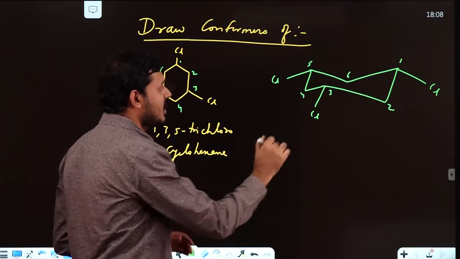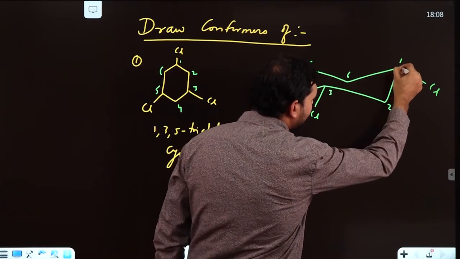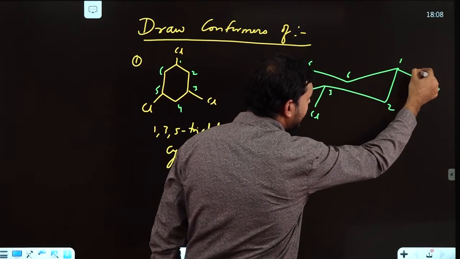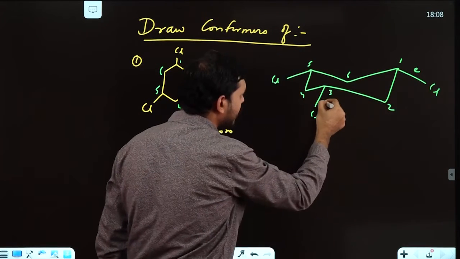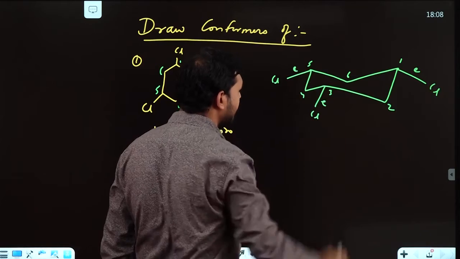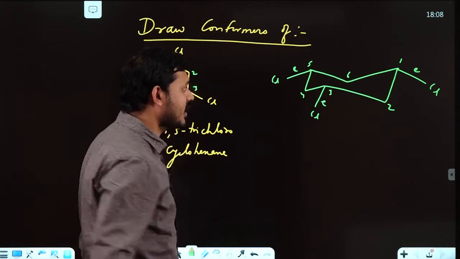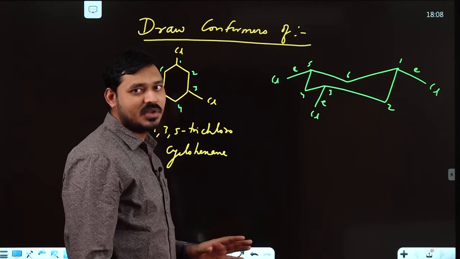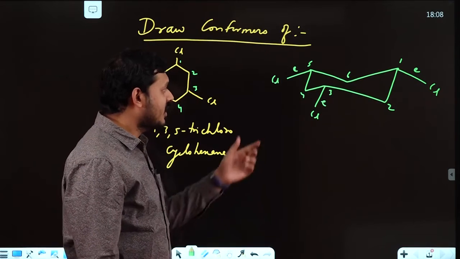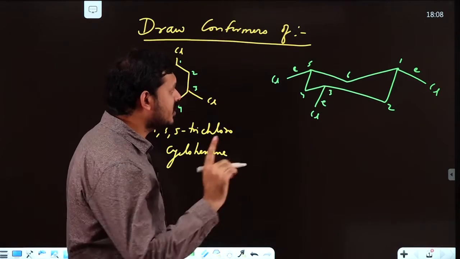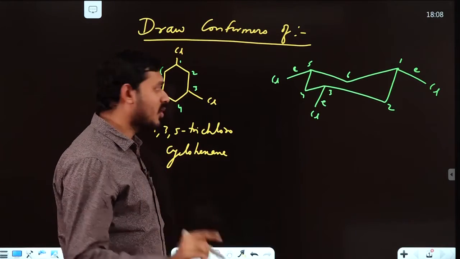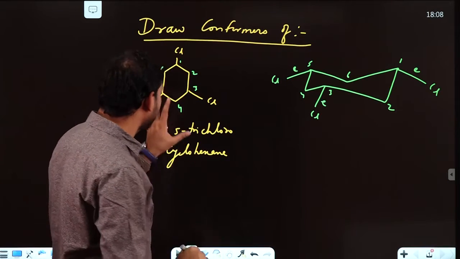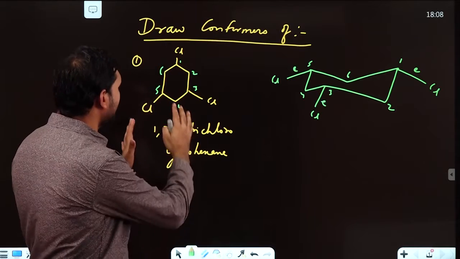So first of all, let's see this one. This is from one position downside, so it is equatorial, down, equatorial, equatorial. So all three chlorine atoms are in equatorial positions. So simply you can understand that this one will be the most stable conformer. Okay, but let's see the cis and trans forms of this one first.